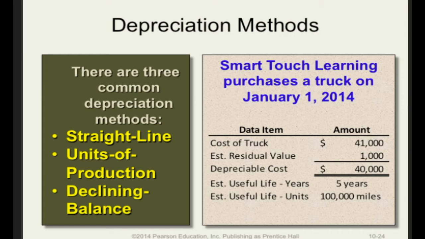Smart Touch Learning purchases a truck on January 1st, 2014. The truck has a cost of $41,000 and an estimated residual value of $1,000. The estimated useful life of the truck is 5 years, or 100,000 miles.